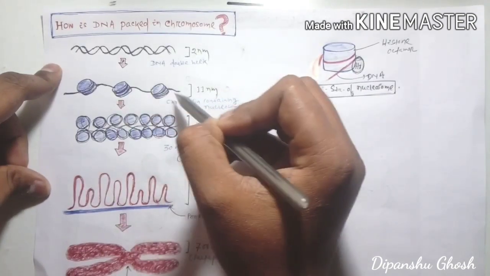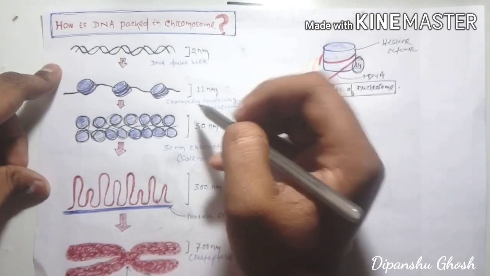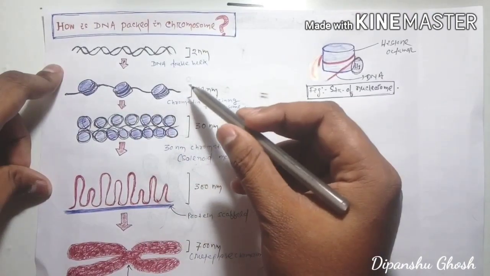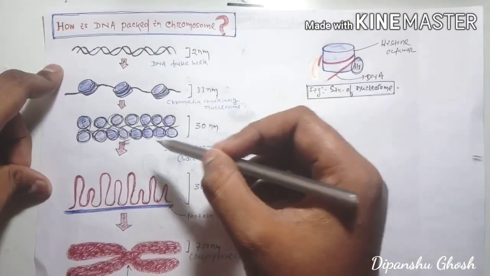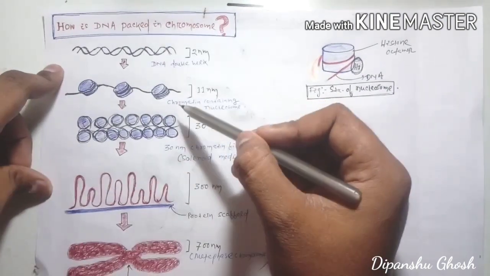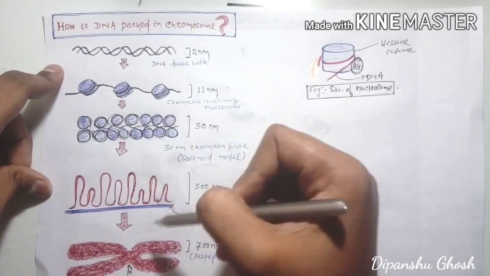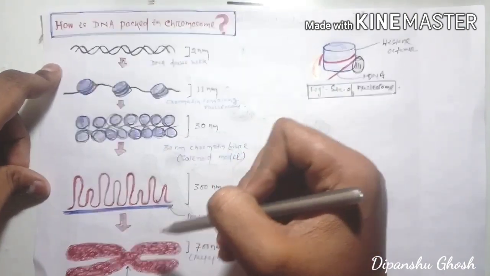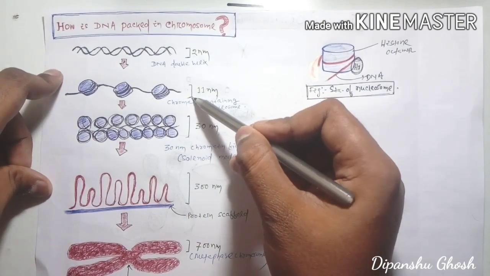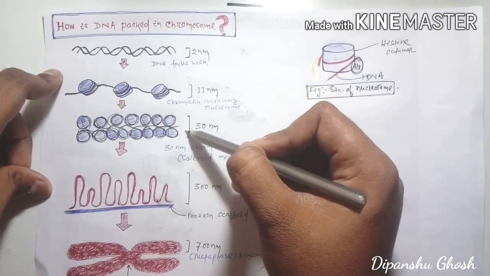The width of this chromatin will be about 11 nanometers, right? Further downwards, the width of the chromatin will be increasing. That means the DNA plus protein, the chromatin, will be more condensed. In the further process, it will finally produce the metaphase chromosome, right? So in the next stage, the 11 nanometer chromatin fiber will be more condensed.